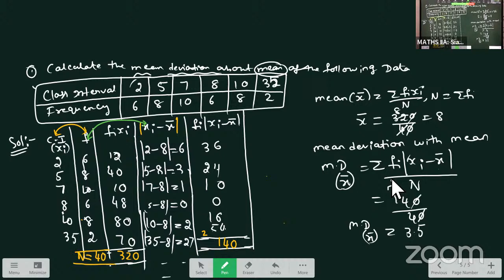If you have any doubt, you can drop your message. Next, this class interval is a single value. Suppose class interval like continuous data is given, how to find the mean? First we'll complete all the questions with mean. Next we'll go to the median. Next, question number 2.